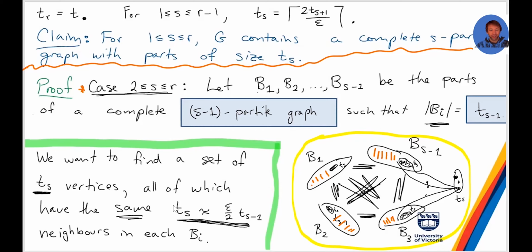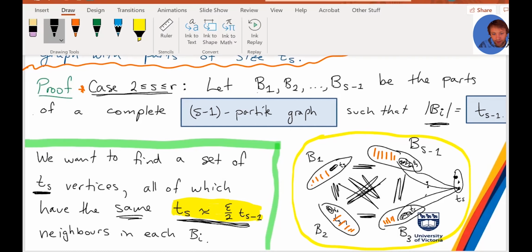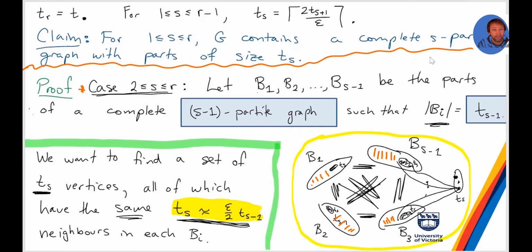Yeah, it seems like a weird thing that it goes backwards like that, but yeah. Basically, epsilon is some small number, right? And T sub S is roughly epsilon over 2 times T sub S minus 1, so it's definitely small. T sub S is definitely smaller than T sub S minus 1, and quite a lot smaller. It depends on epsilon.